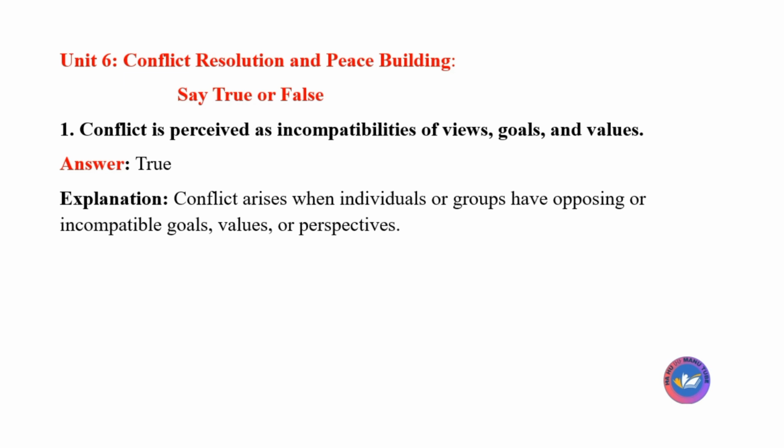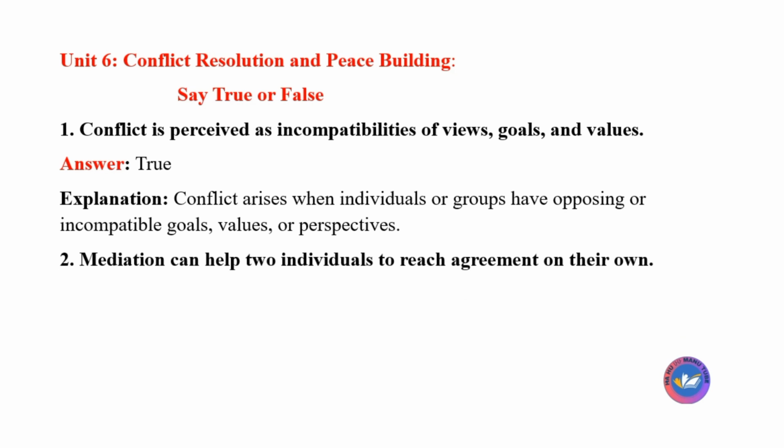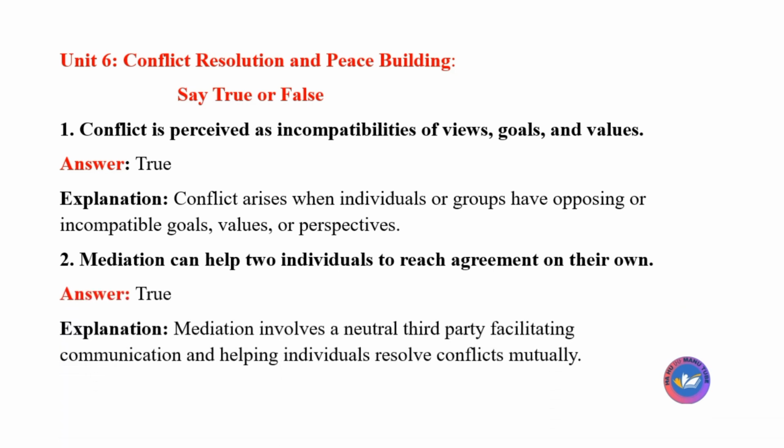Question number 2. Mediation can help two individuals to reach agreement on their own. The answer is true. Mediation involves a neutral third party facilitating communication and helping individuals resolve conflicts mutually.